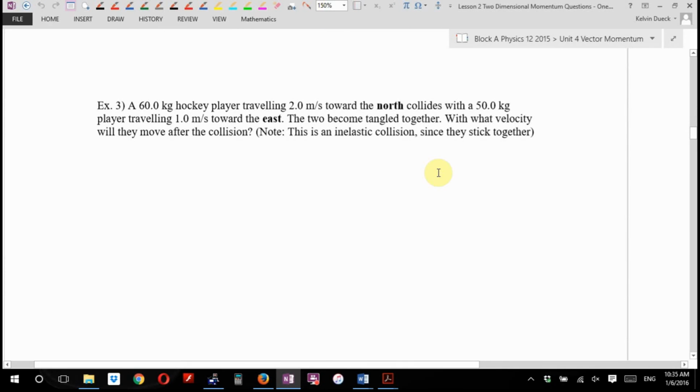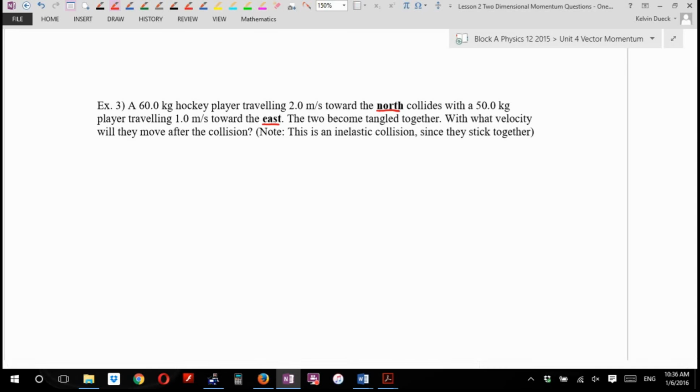Now let's go two-dimensional. Here's where you want to turn your brain on. Here's where we're going to kick it up a notch. A 60-kilogram hockey player traveling 2 meters per second towards the north. Everybody underline the word north. Collides with a 50-kilogram player traveling at 1 meter per second toward the east. Everybody underline the word east. The two become tangled together. With what velocity will they move after the collision?